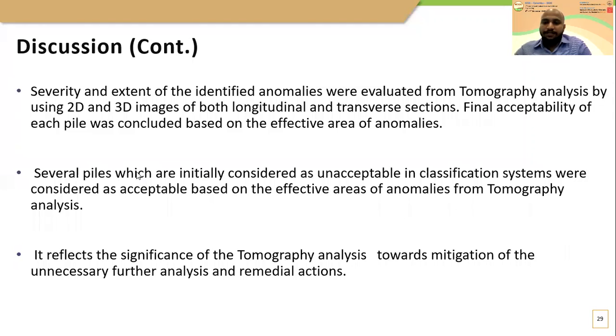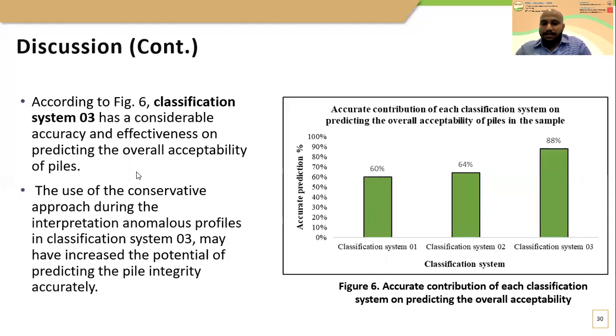Several piles which were initially considered unacceptable in the classification systems were considered acceptable based on the effective areas of anomalies from tomography analysis. It reflects the significance of the tomography analysis towards the mitigation of unnecessary further analysis and remedial actions. Figure 6 shows the percentage accuracy of each classification system on predicting pile acceptability. Classification system 3 has a considerable accuracy in this regard due to its conservative approach.